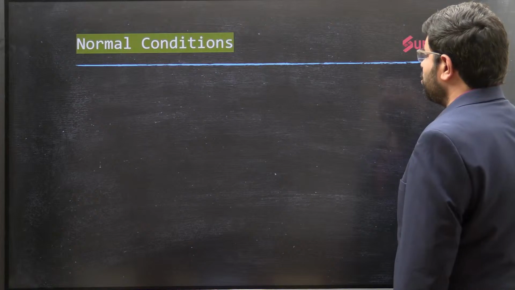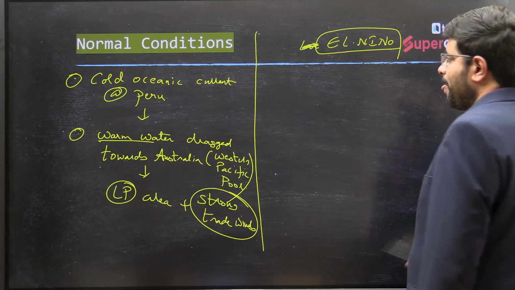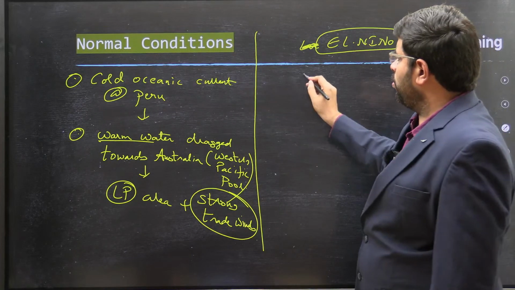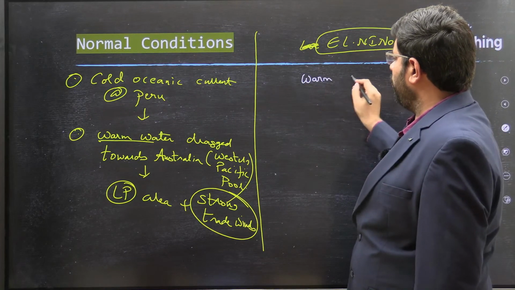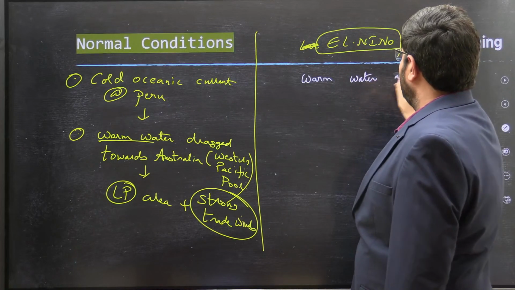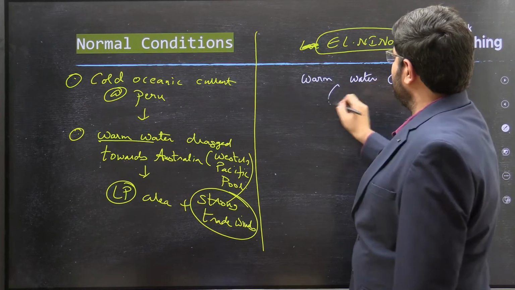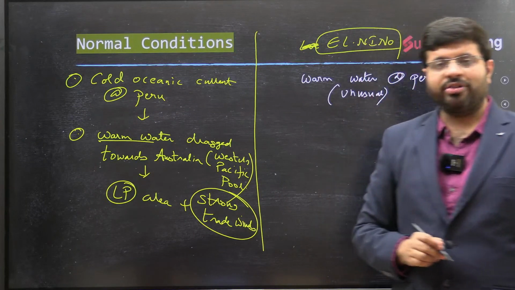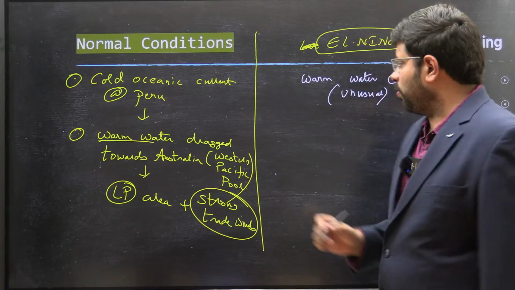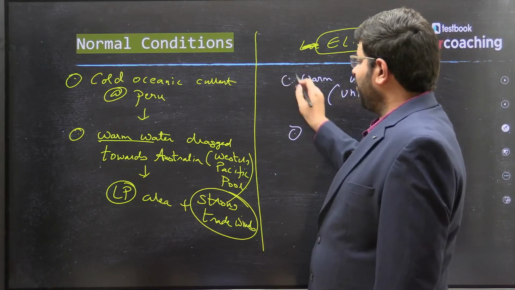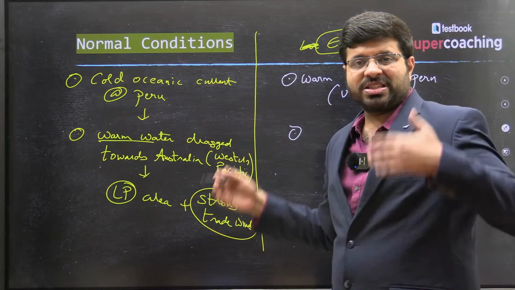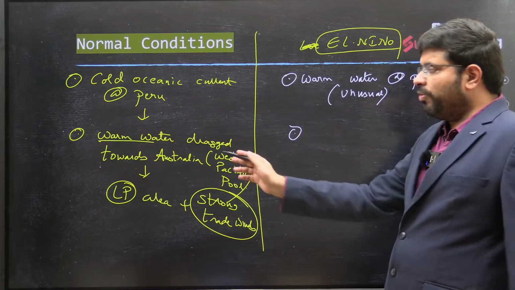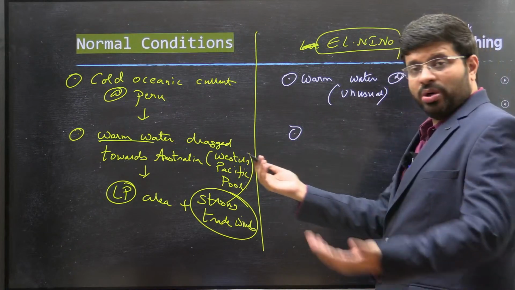So then what happens during an El Nino year? Instead of cold water, you have warm water at the coast of Peru, which is unusual, right? Warm water at the coast of Peru. Now, if there is warm water, what will happen? The Western Pacific pool, which I told you, Pacific side, Western side, Australia. Now, the Western Pacific pool will be moving from Australia towards the east.